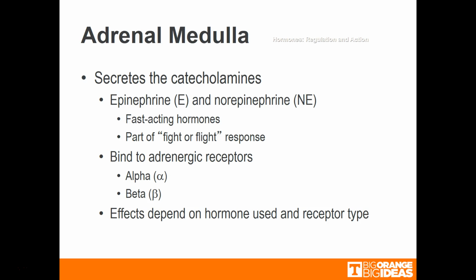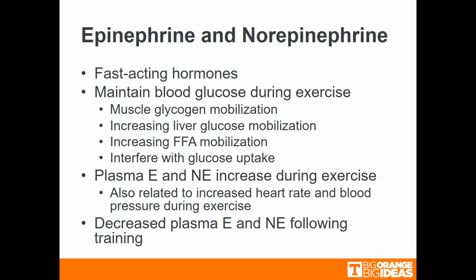So the epinephrine and norepinephrine are going to bind to what we call adrenergic receptors. So there are alpha and beta adrenergic receptors, and the effect depends on the hormone as well as the receptor type. And so in the next slide, I will show you different receptor types and the effects of the hormone on those receptor types. So as I said, these are fast-acting hormones.